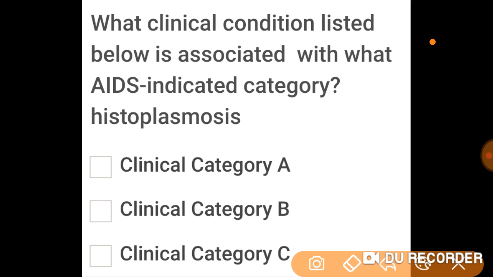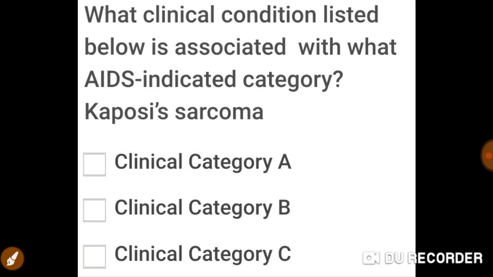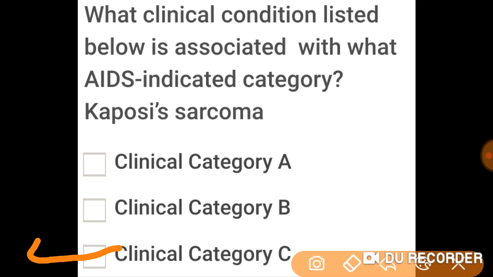What clinical condition listed below is associated with what AIDS indicated category: histoplasmosis? That is clinical category C. Hairy leukoplakia? That is category B. Kaposi sarcoma? That is clinical category C.